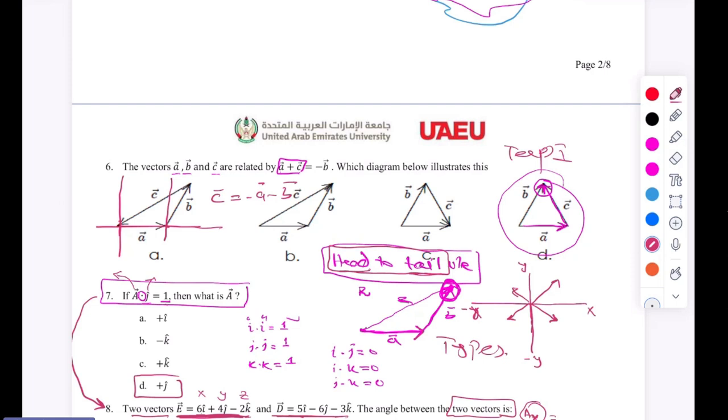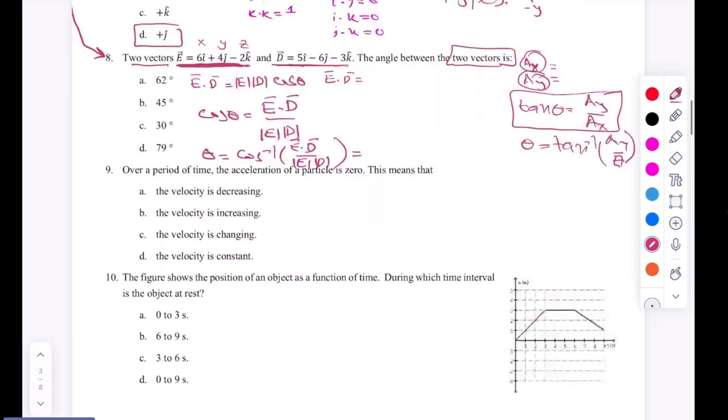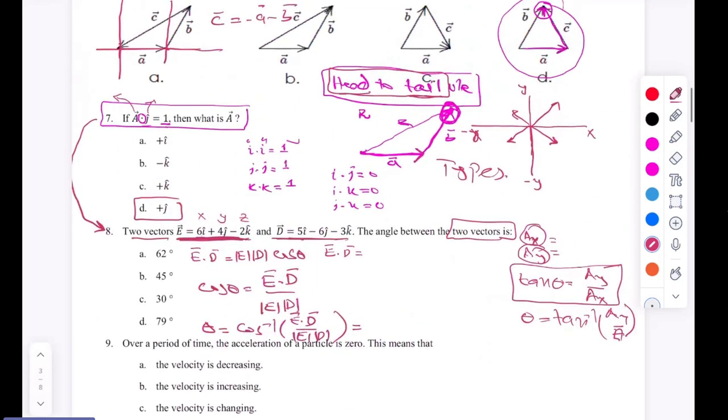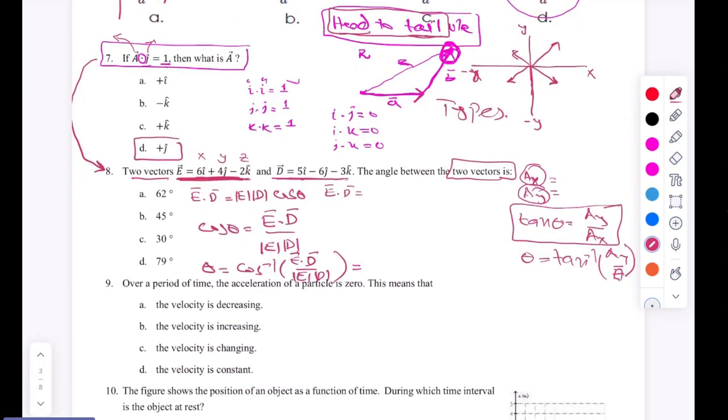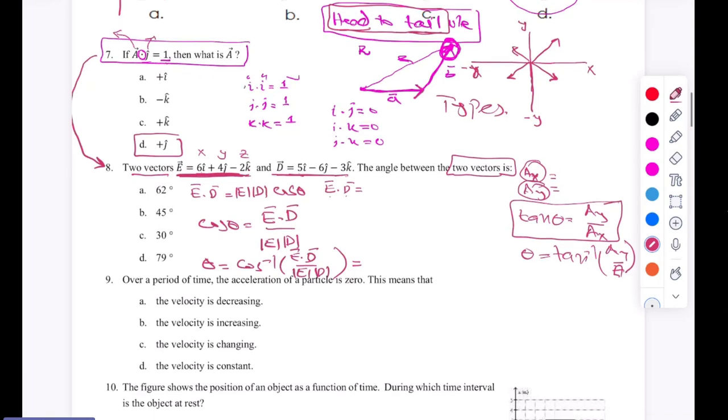Okay, let's move to the next question we were doing. The question is E dot D. So how to find the dot product of E and D? Here we learn that I dot I is 1, J dot J is 1, K dot K is 1, and I dot J is equal to 0, J dot K is equal to 0, and I dot K is equal to 0.